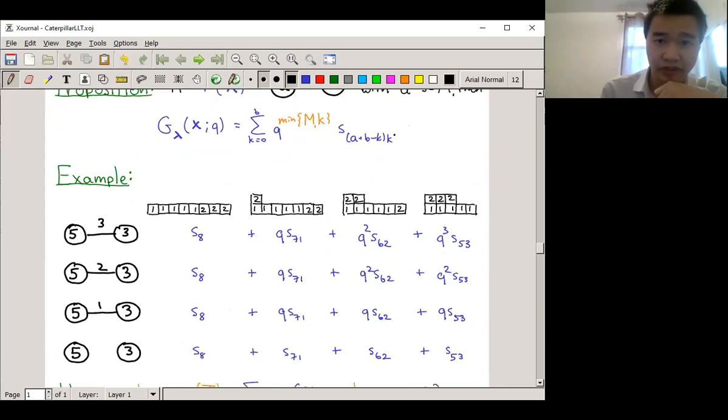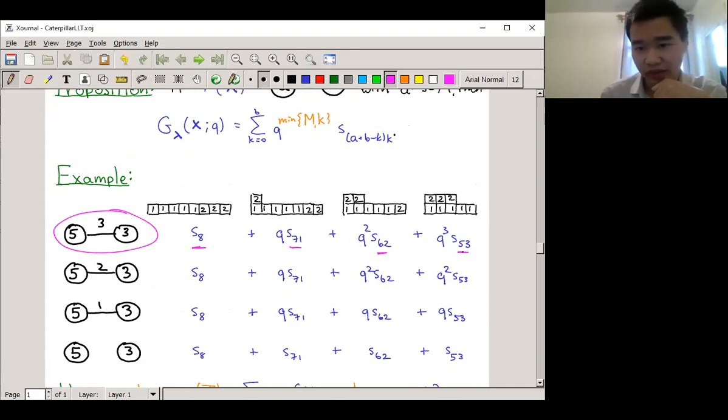For this 153 here, I have these terms S8, S71, and so on. And the power of q just goes up by 1 each time. But I told you that this number here is the maximum number of inversions. In other words, the maximum power of q. And if that number is smaller, what happens is that it just goes until it reaches the maximum value, and then it stays there. So it goes q to the 0, q to the 1, q squared, q squared. In this example, it goes q to the 0, q to the 1, and then it stays there.